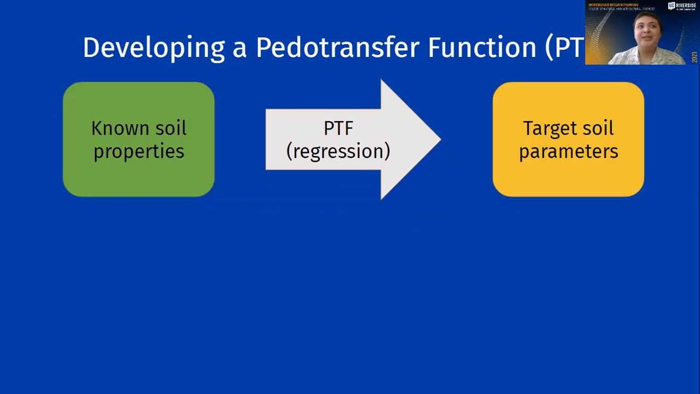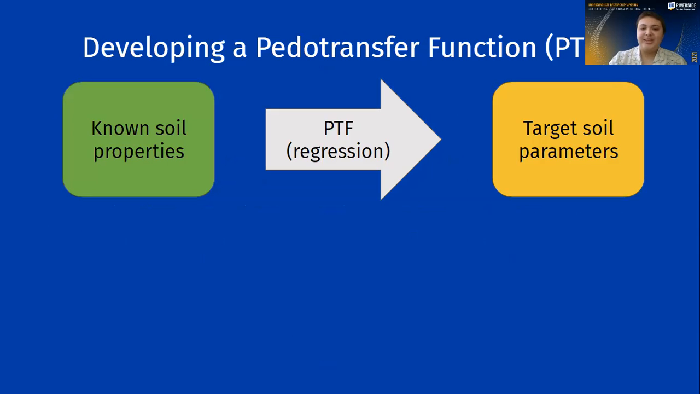So in order to determine if there is a correlation between the concentration of these chemicals in the soil with the color, we need to develop a pedotransfer function, or a PTF. What a PTF does is take known soil properties that are commonly measured and use numerical modeling and regression to turn it into properties that are much more difficult to measure.